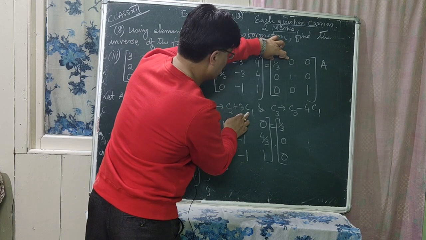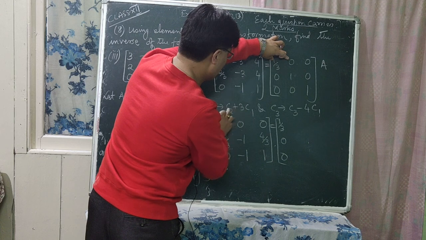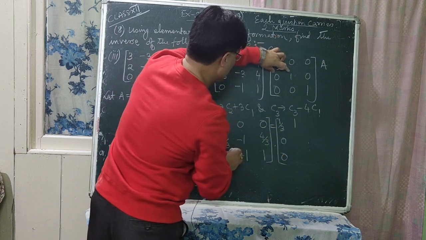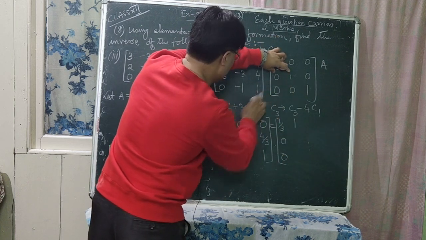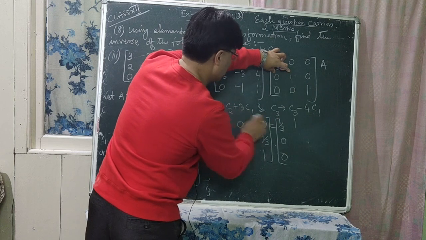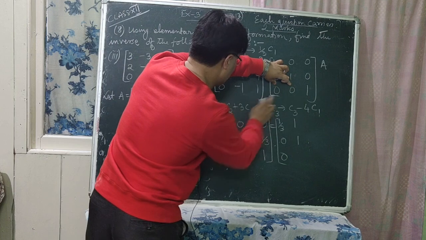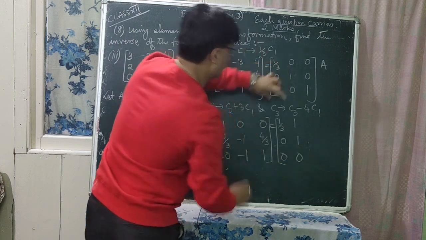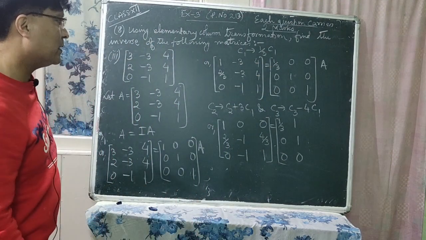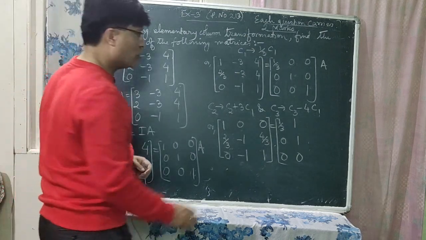So how much is it? 3 into 1/3 is 1. 1 plus 0 is 1. Then this is C2 is 1. C1 is 0. 1 plus 3 into 0. That is 1. C2 is 0, C1 is 0. 0 plus 3 zeros are 0, that is 0. Right? So next, column 3 is changing.